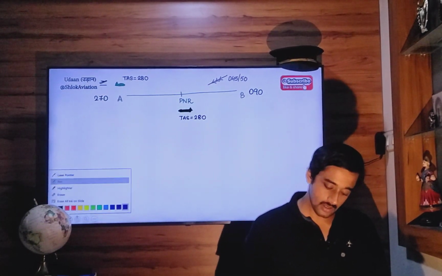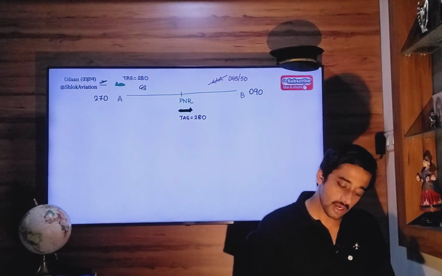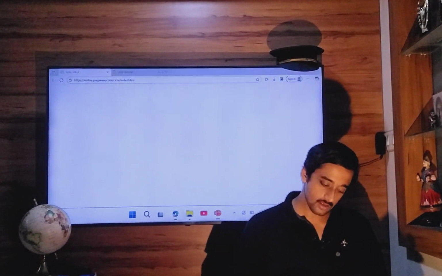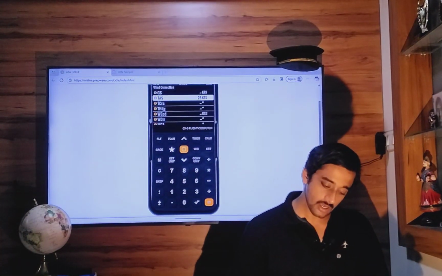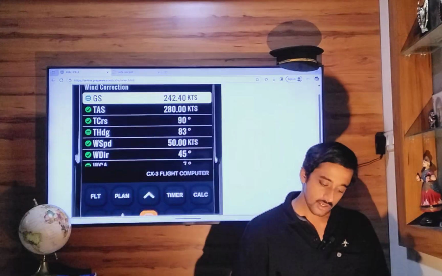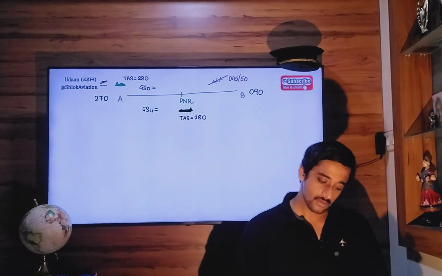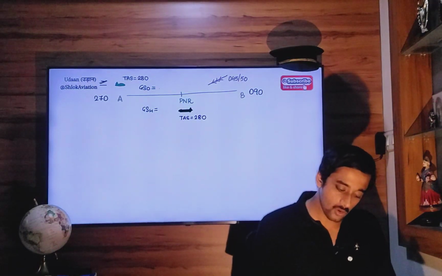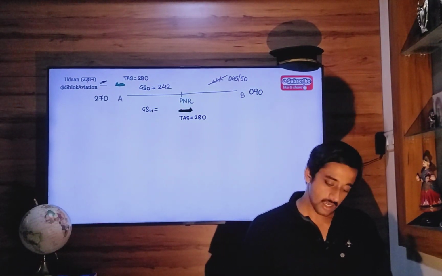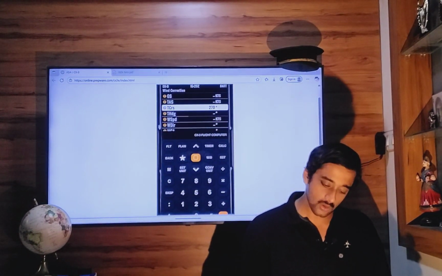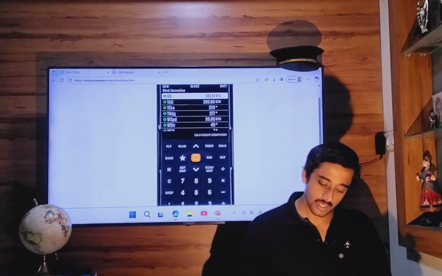That's 280. What will be the outbound ground speed? What will be the homebound ground speed? Let's use CX3. So TAS is 280, outbound course is 90, winds are 45 at 50. So 280, 90, you get a ground speed of 242 knots. Next, flying homebound, same TAS 280, track 270, the ground speed will be 313.